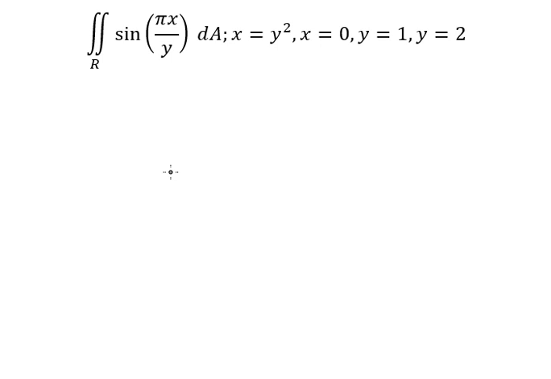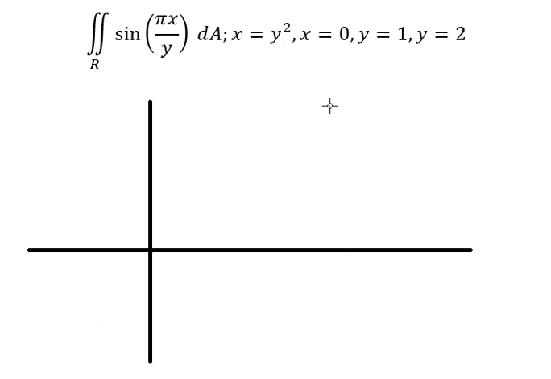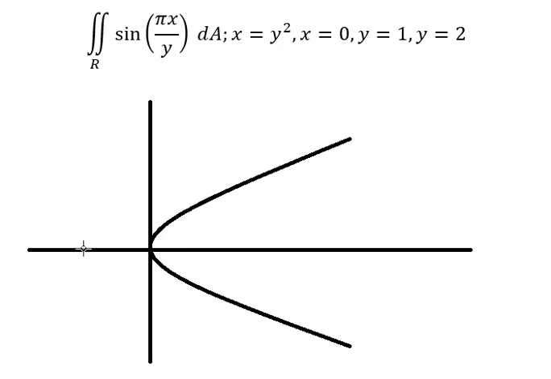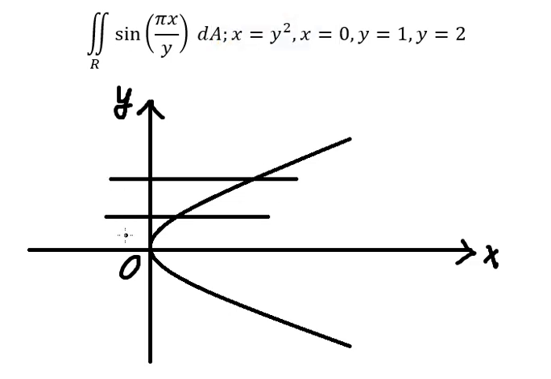So today I want to show you how to answer this one. The first thing we need to graph is x equals y squared. So we have it like this. The next one, x equals 0, that is this one. y equals 1, that is this one. y equals 2, that is this one. So the region we need to focus on is this one.